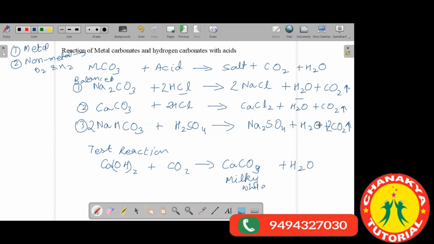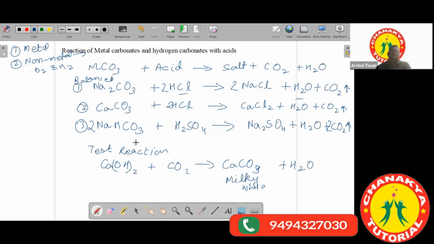Yes. So this is a specific reaction which we use, the reaction of sodium hydrogen carbonate with sulfuric acid to produce carbon dioxide gas, water, and sodium sulfate. So this is a specific reaction which you use in the soda ash fire extinguisher.